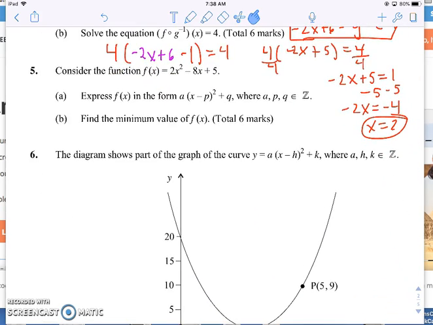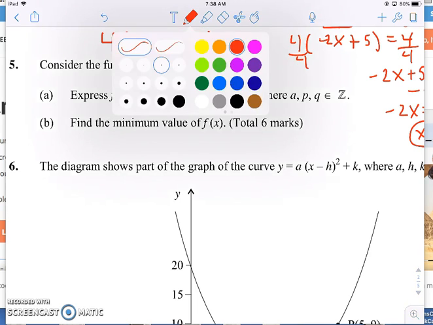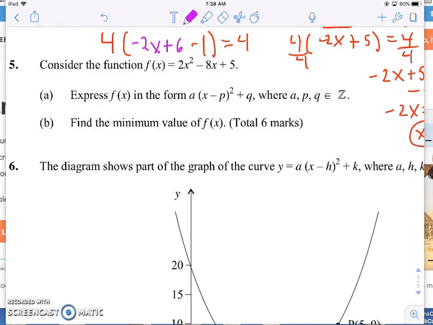Number 5 here, consider the function 2x squared minus 8x plus 5. Express in vertex form, basically, is all it's saying there. So we have to write this in vertex form. So we have to find the vertex. So the opposite of b over 2a. That would be 8 over 2 times 2. So 8 over 4 is 2.